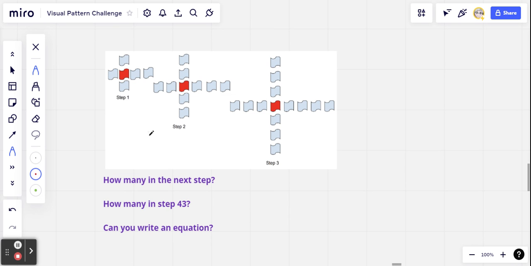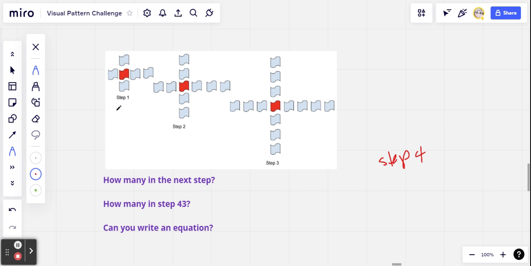So here is our pattern today. Here's step 1, here's step 2, here's step 3, and your challenge is to predict the number of these, let's call them flags, the number of flags in step 4. If you can do that, can you predict the number of flags in step 43? And can you write an equation that could be used to express the number of flags in any step at all? So that's the challenge. If you'd like to accept it, pause the video and work it out.